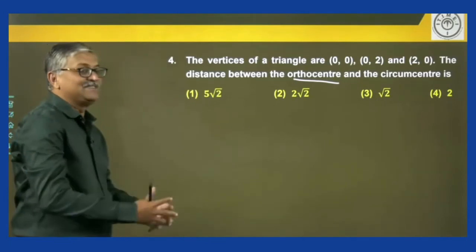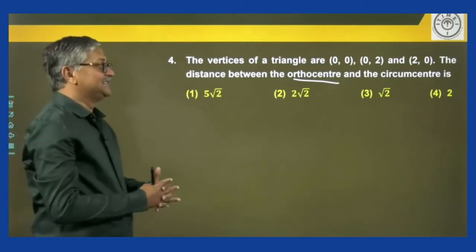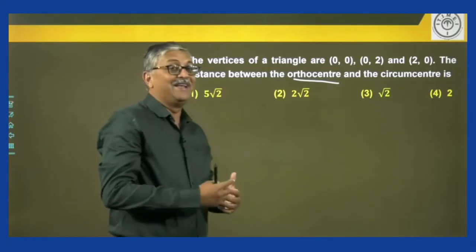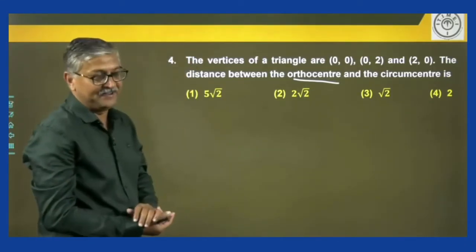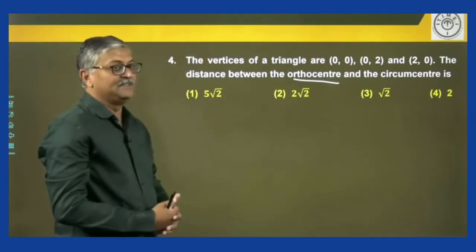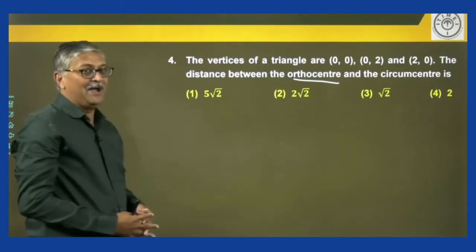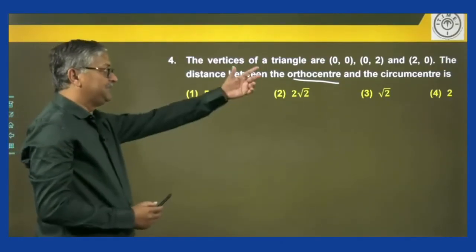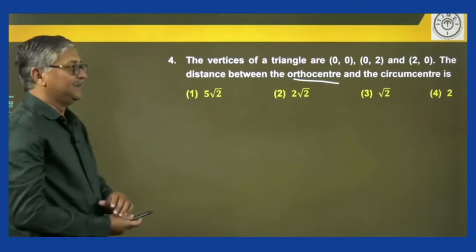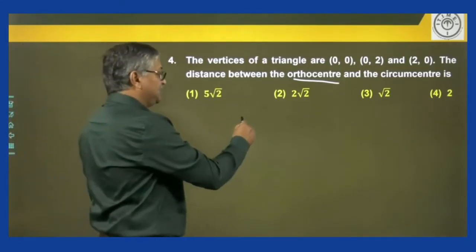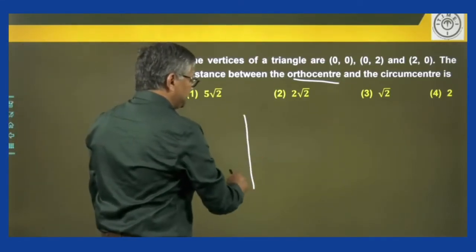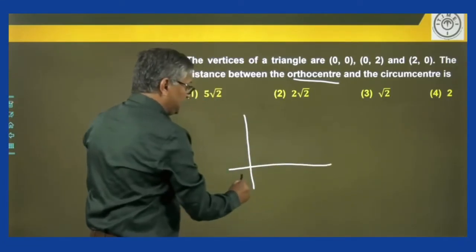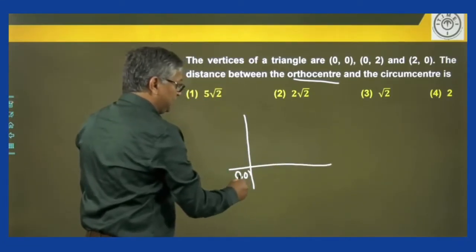If the triangle is a right angle triangle, then the orthocenter is the vertex containing the 90 degrees and the circumcenter is the midpoint of the hypotenuse. So, first we identify what the three vertices given here are. First we plot these three vertices on the coordinate plane. So, the first one is 0, 0. Clearly we know that it is the origin.